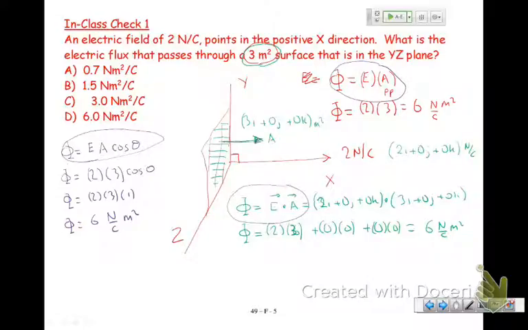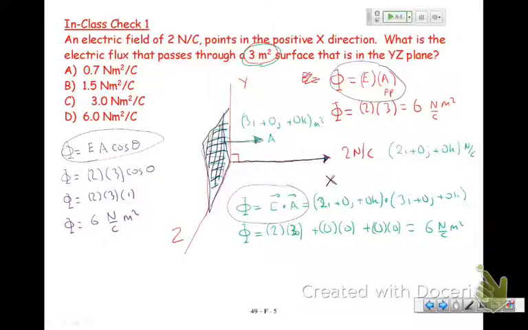I'm so sorry. So this says the electric field is 2 Newton per Coulomb, pointing in the positive x direction. So you draw your 2 Newtons per Coulomb electric field. It's in the x direction, so you draw it in the x direction. And then you say, what is the electric flux that passes through a 3 square meter area, so there's my 3 square meter area, which is in the YZ plane. So I'm visualizing here, and I've got 3 ways of doing this problem.